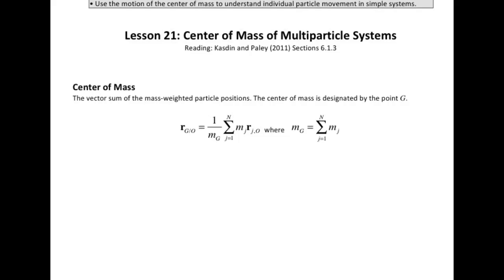Hey folks, in lesson 21 we're going to talk briefly about the center of mass of multiparticle systems. We've already discussed linear momentum. Within multiparticle systems we've talked about sticky collisions.